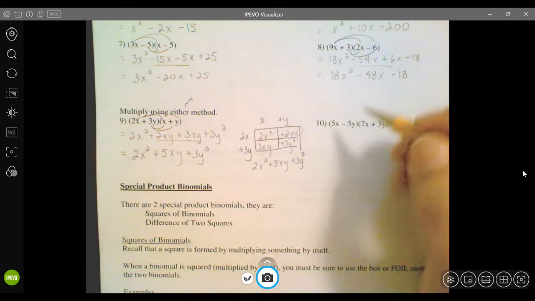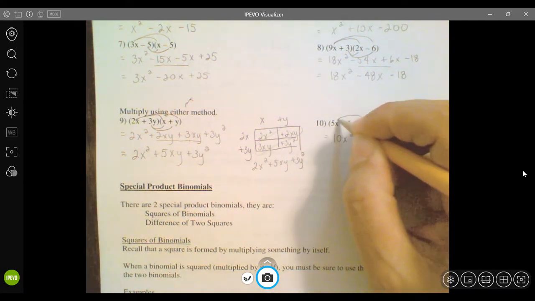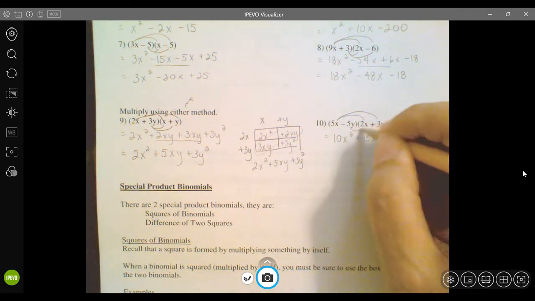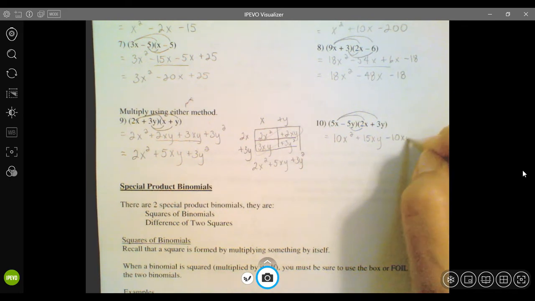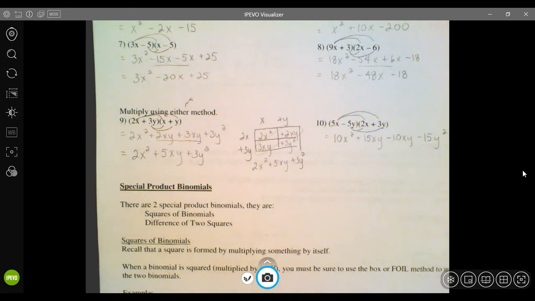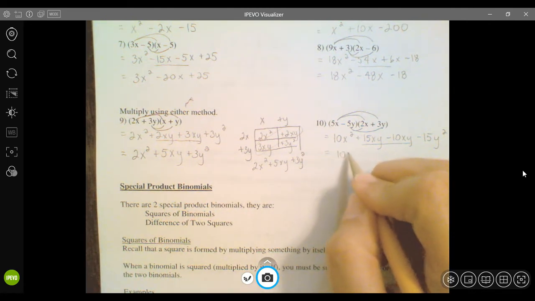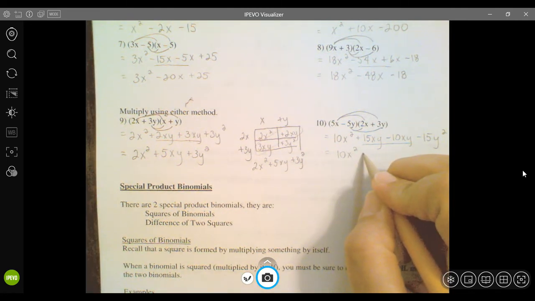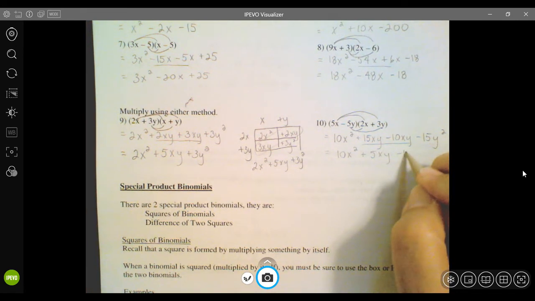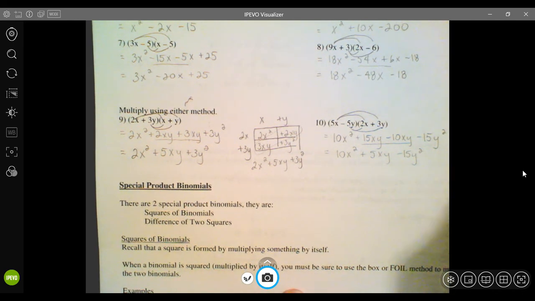All right. Number 10, first times first is 10x squared. Outside times outside is 15xy. Inside times inside is negative 10xy. Last times last is negative 15y squared. If I have any like terms, they'll be in the middle. We've got 10x squared. 15 minus 10 is 5xy minus 15y squared.